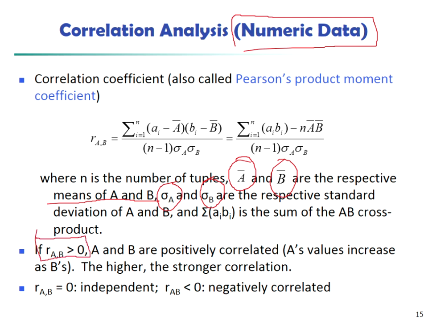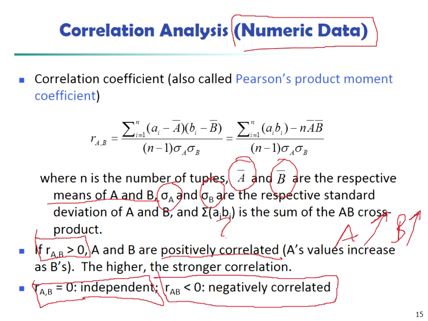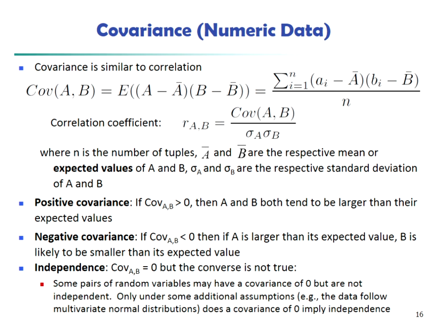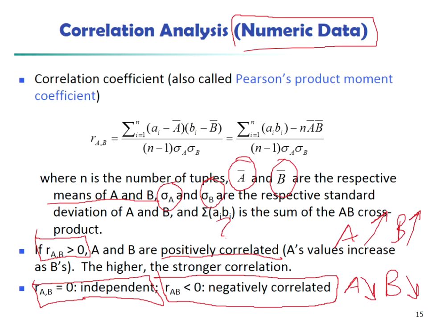So if we find r_AB more than 0, A and B are positively correlated. So what's the meaning of positively correlated? That means if the value of A increases, the value of B increases also. If r_AB equals 0, that means independent, and if r_AB is less than 0, that means A and B are negatively correlated. That means if A decreases, B also decreases. It's clear? Any question?